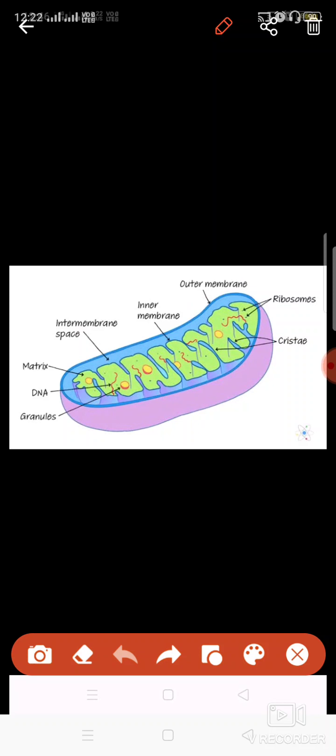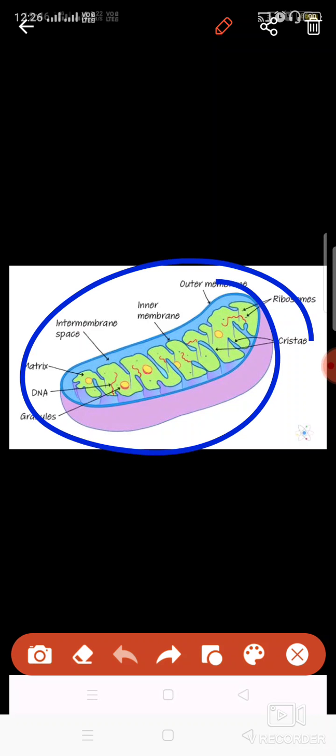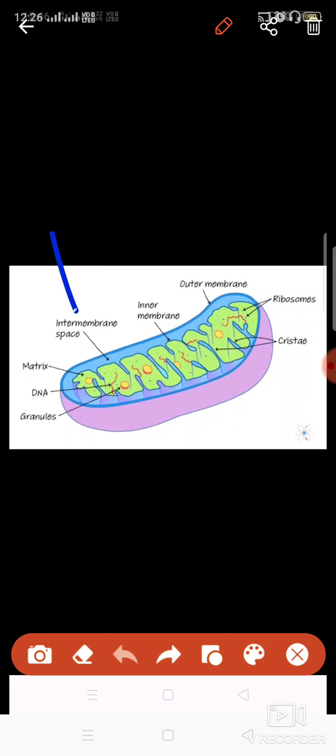Okay, so this is the structure. Now this mitochondria is known as the powerhouse of the cell. Powerhouse of the cell. Why is it known as powerhouse? Because it produces the energy. As I told you, it takes part in cellular respiration. The main function of mitochondria is to produce energy. Okay, it produces the energy and stores it in the form of ATP.